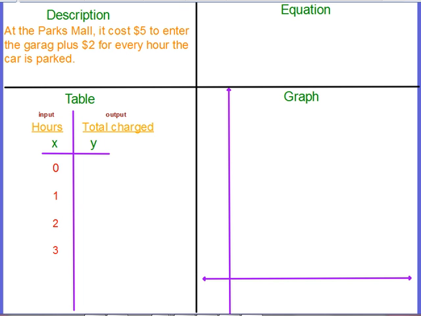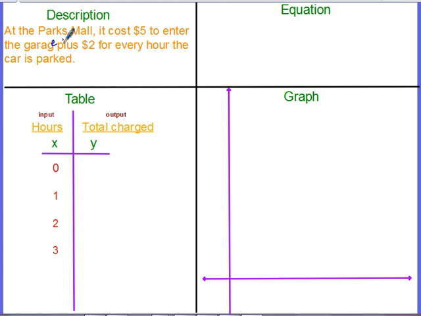Okay, so we're going to start out with some examples, and I want you to notice that I have a verbal description of the problem, but what I don't have is an equation, a graph, or a table that's completed. So I am going to have to derive an equation, a graph, and a table all from this description. Okay, so I'm going to give you one out of the four, and you're going to have to create the other three using that one. So it says at the Parks Mall it costs $5 to enter the garage, plus $2 for every hour the car is parked.